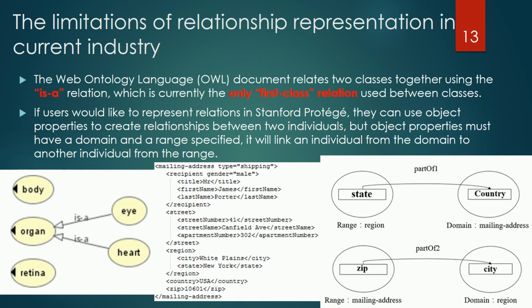We found that the object properties part-of-1 and part-of-2 are not first-class relationships, which means they cannot be used by OWL to relate random classes like the is-a relationship, because this kind of relationship only applies in a certain range, and they cannot be substituted for each other. So if the user would like to create this kind of part-of relationship, it will be generated many times with different names.